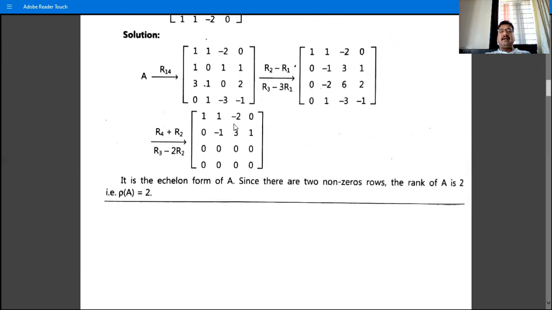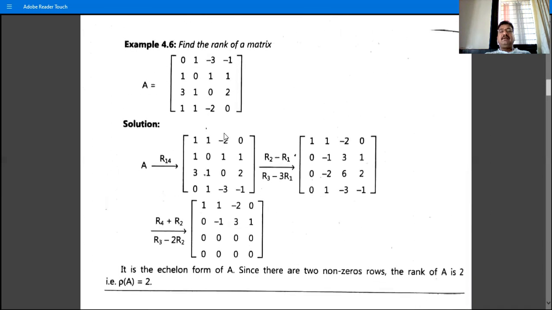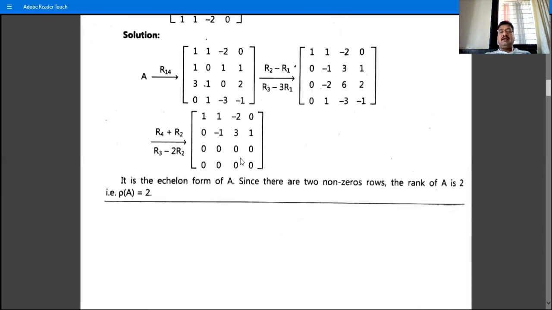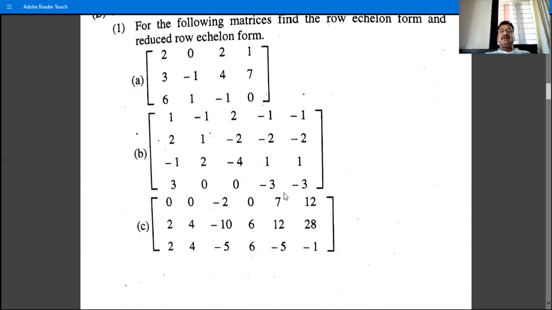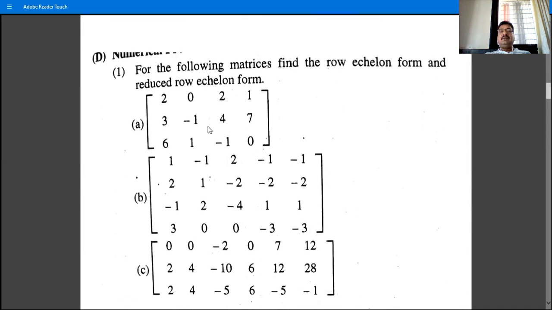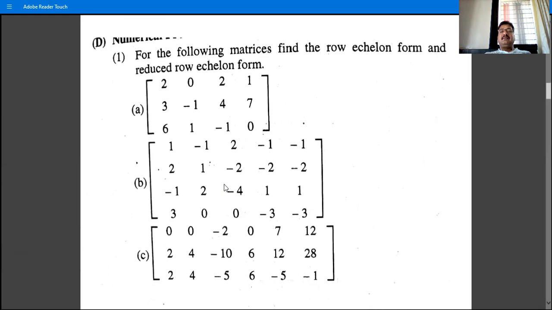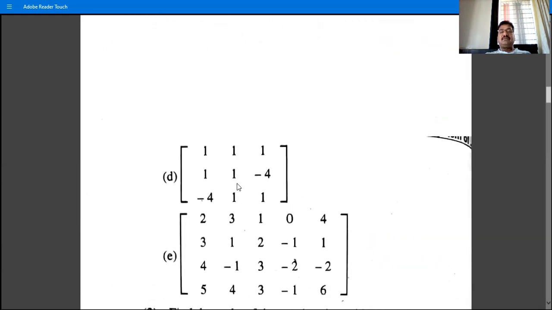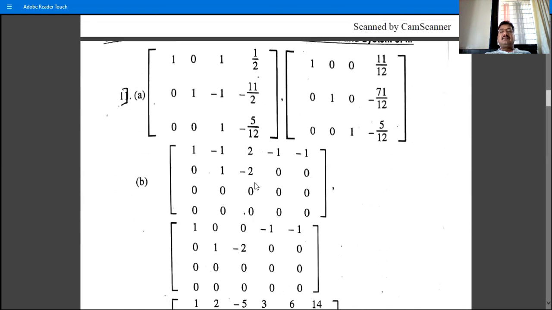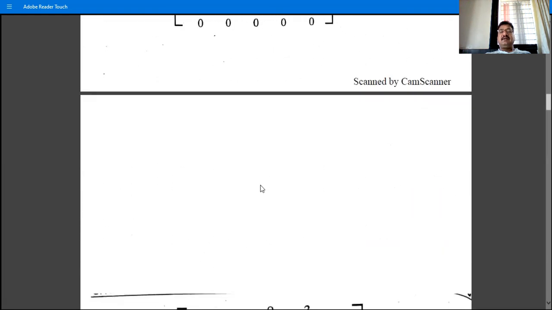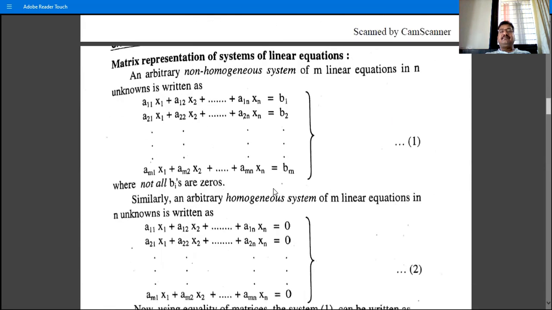Similarly, find the rank of this matrix. By reducing the matrix to echelon form, the number of non-zero rows is 2, therefore the rank of A is 2. So these are some problems for homework. Find the rank of this matrix by reducing the matrix to reduced row echelon form. For all these examples, the answers are given, and their echelon forms are given.